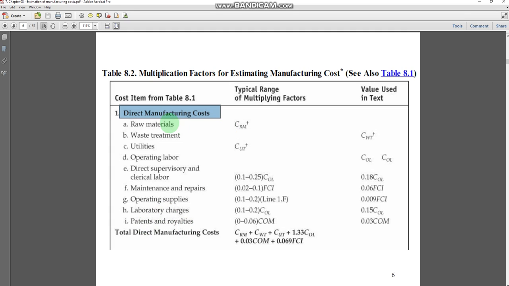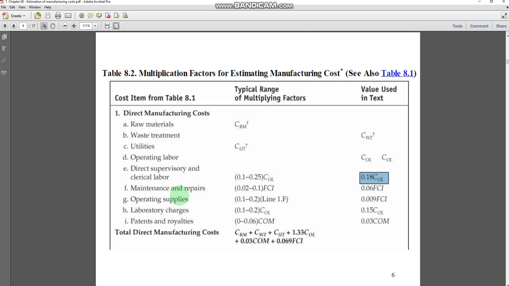Now, after each of these categories, you would see the abbreviation: cost of raw material, CRM; waste treatment, CWT; utilities, CUT. And operating labor can be represented by COL. And then to get the value for the direct supervisory and clerical labor, the range can vary from 0.1 to 0.25 multiplied by COL. So it is a function of operating labor, and the value that we can use in the textbook can be 0.18 multiplied by cost of operating labor.